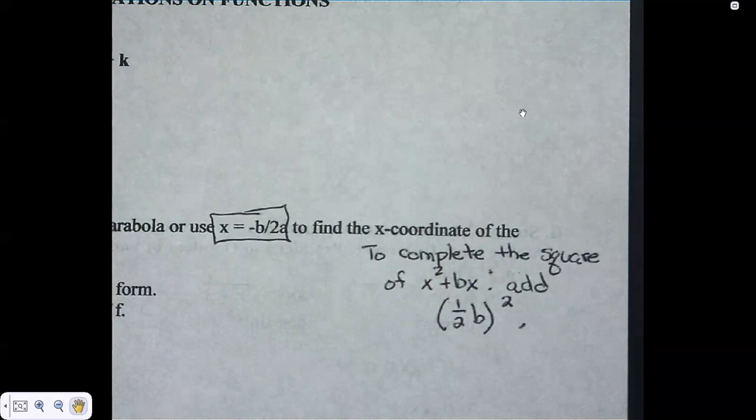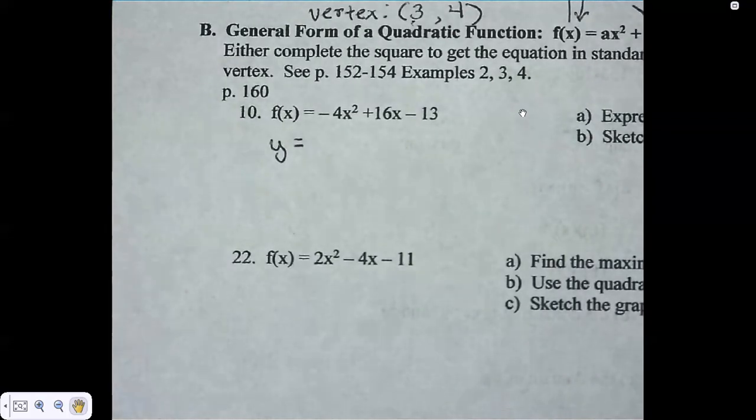But that little tip refers specifically to quadratic expressions where a is 1. If a is not 1, I'm either going to have to change this formula or I'm going to have to somehow get the coefficient of x squared to be 1. On number 10, how could I get the coefficient of x squared to be 1? Just factor a negative 4. I could add 13 to both sides, but I ultimately want to end up with an equation y equals. So instead of subtracting 13, I'm just going to factor a negative 4 out of those first two terms. Negative 4 times x squared minus 4x, and just leave the 13 outside the parentheses.